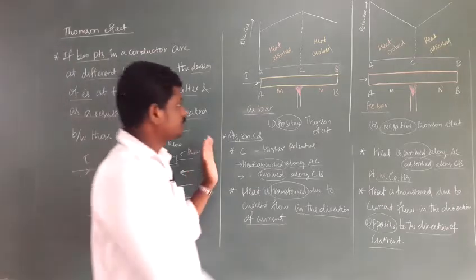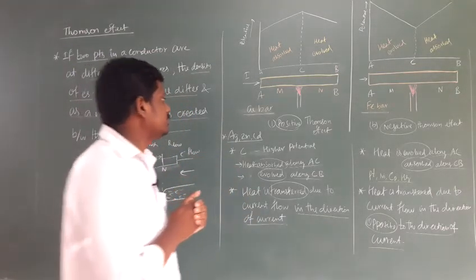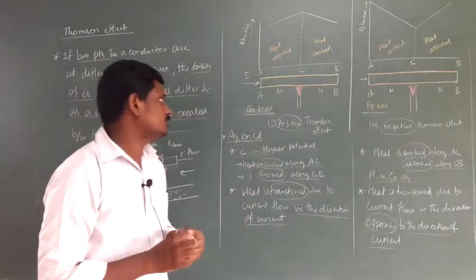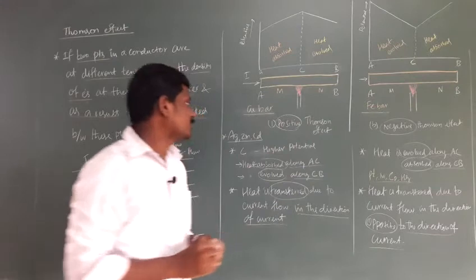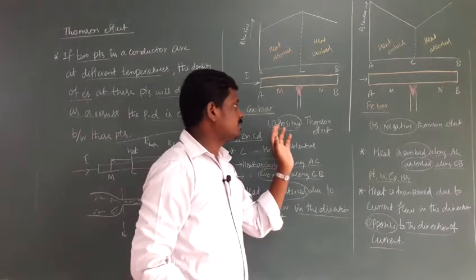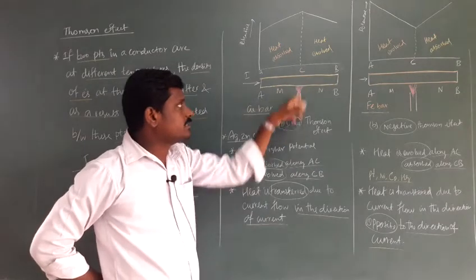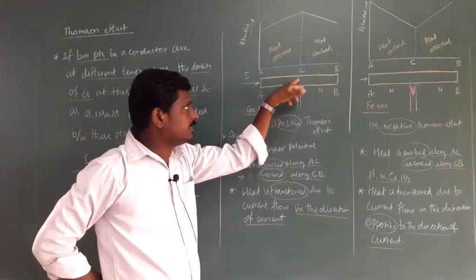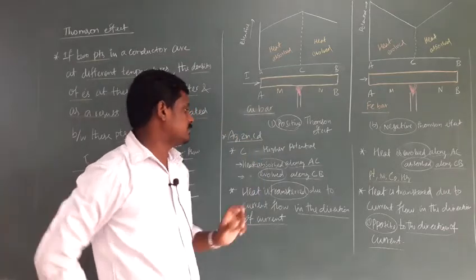So first, what is discussed in your book? We will see that first. Take a copper bar AB, the midpoint is C. First is the positive Thomson effect. So C is at higher potential. At C, heat is more. At higher potential, heat is transferred.